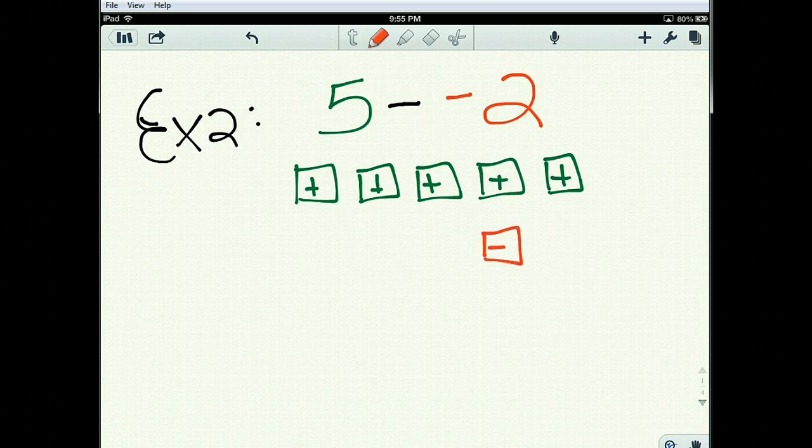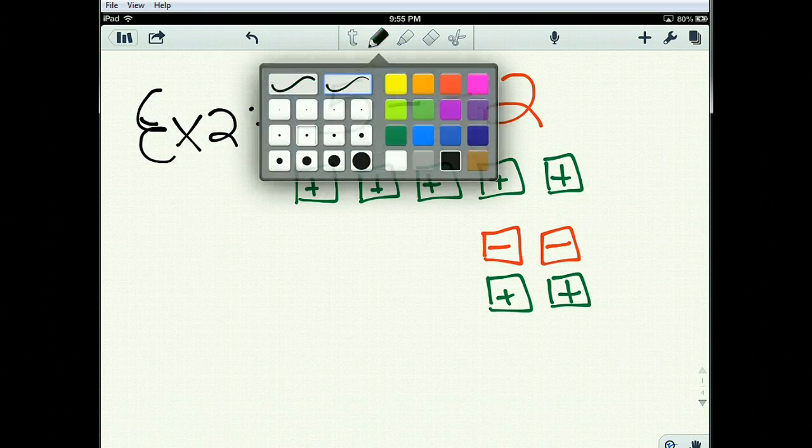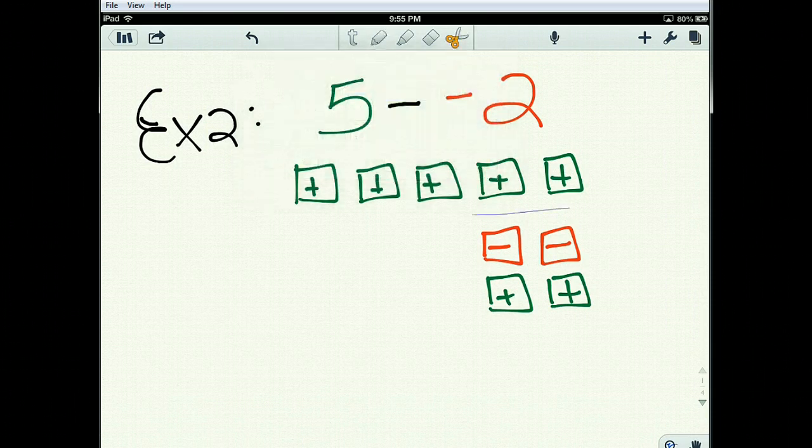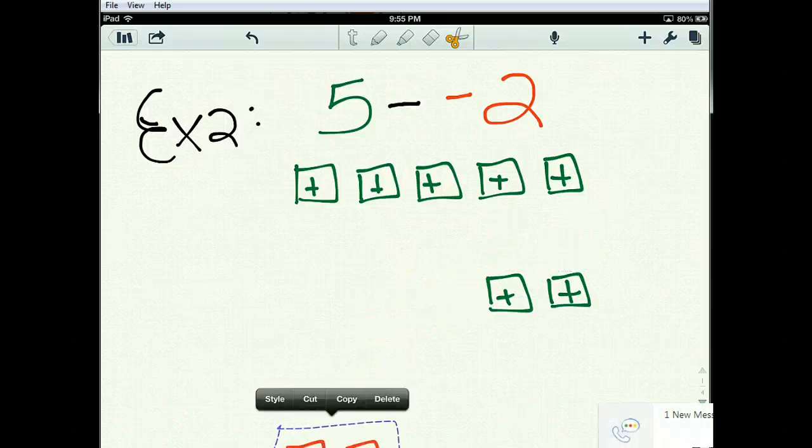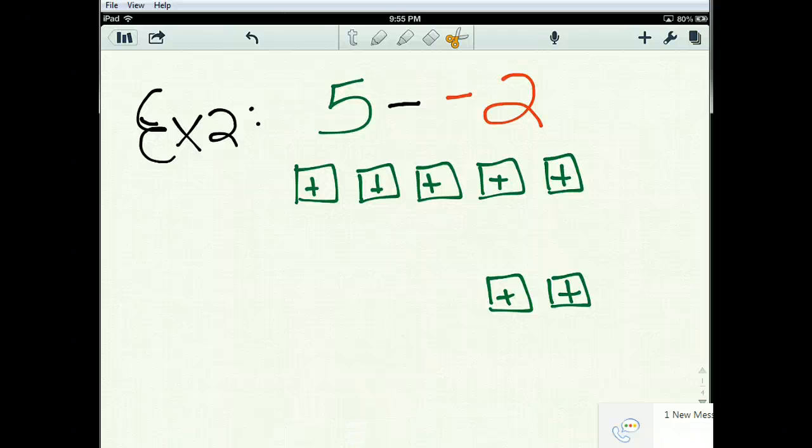I'm going to go ahead and show you what I mean by that. I'm adding two negatives, but as zero pairs. Since I added these to my group, I can now take away two negatives, because now I have two negatives to take away. So I can go ahead and cancel these out. So I'm going to move these out of the way. They're not here anymore. Okay, so I took them away.